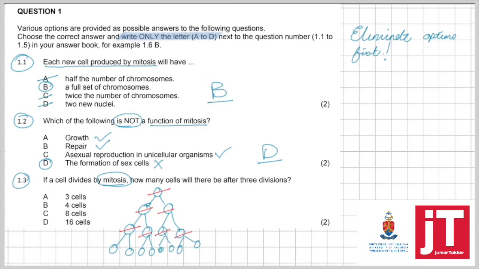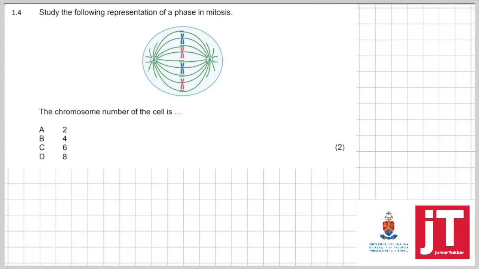Now I must be careful not to count those original cells, because remember, when a cell undergoes mitosis, the original mother cell does not exist anymore, but the 2 daughter cells do. So what I have here is 8 cells. That means my answer is option C. Right, let's move on to question 1.4.